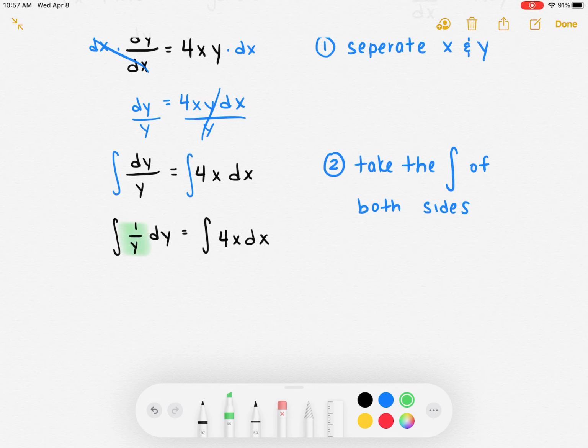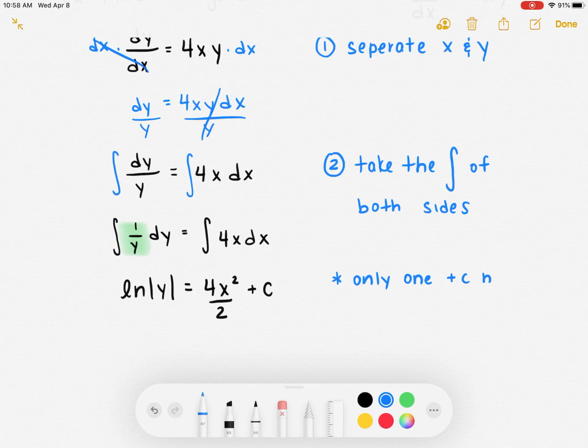So then I notice the antiderivative of 1 over y, I know is the natural log of the absolute value of y equals, and now I'm going to also take the antiderivative of 4x, which is going to become 4x squared over 2 plus c. Now, if you notice, I only put the plus c on one side of the equation. We only need to add a constant to one side. Only 1 plus c necessary.